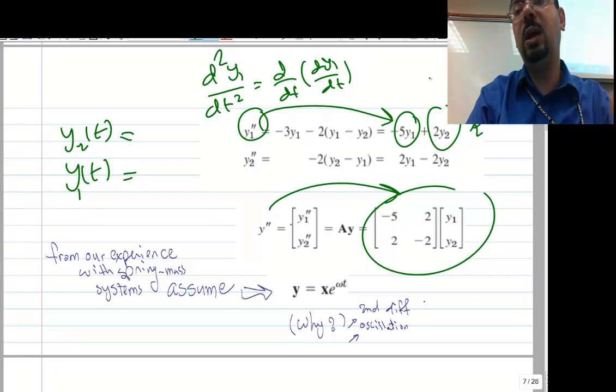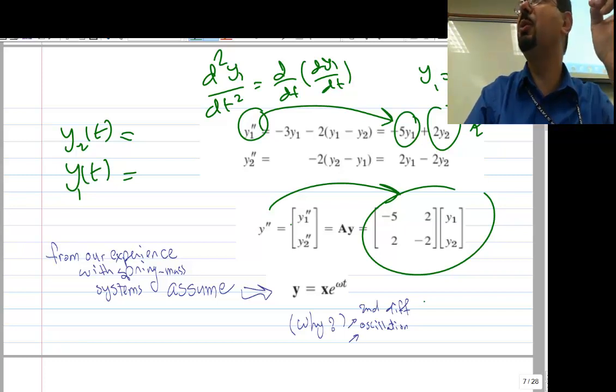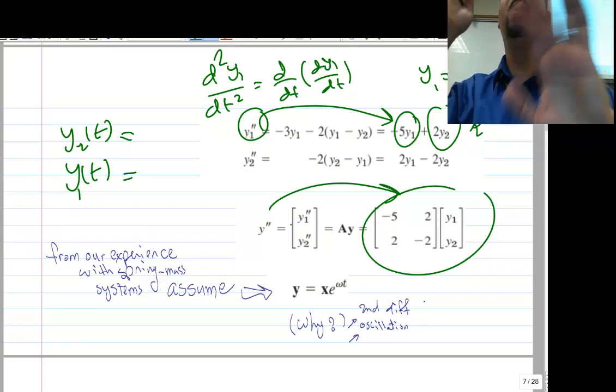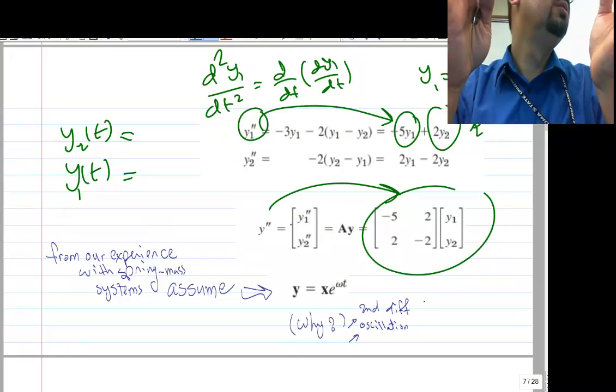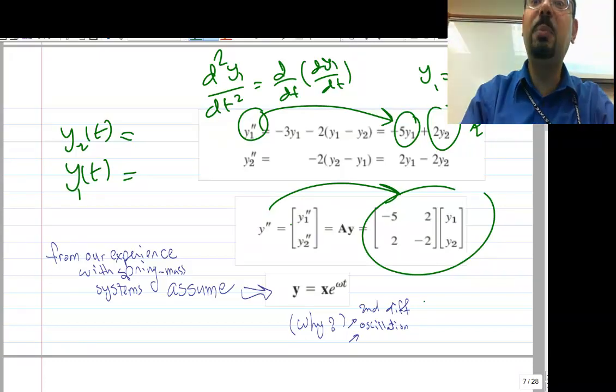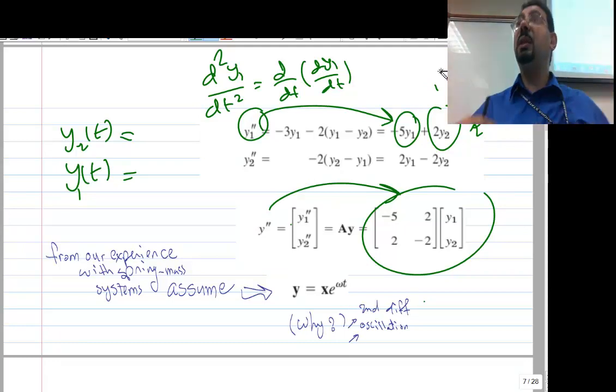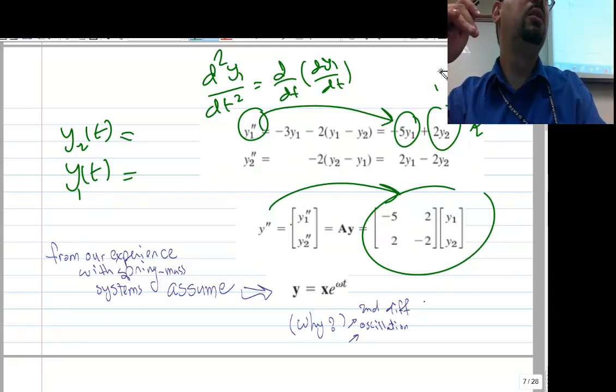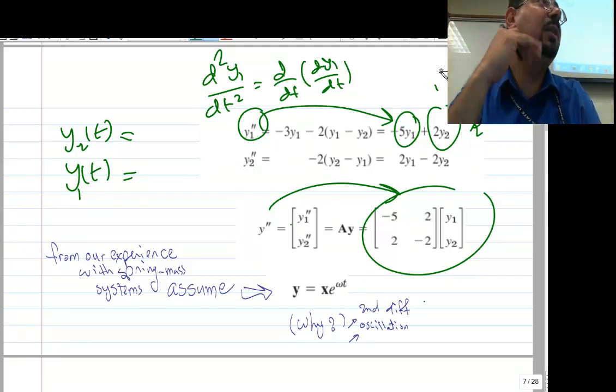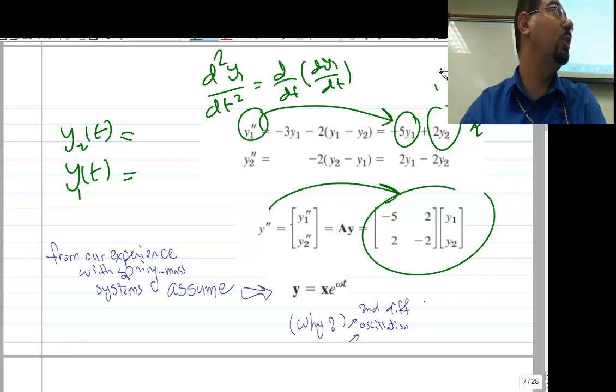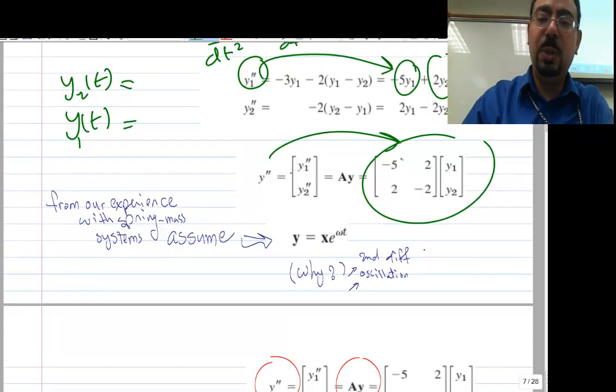Definitely, let me tell you, y1 is not t squared, right? Why? Because if I differentiate t squared with respect to time, I get 2t. If I differentiate one more time, I get 2. So it's not a polynomial. Polynomial doesn't work. It must be something that gives an oscillatory solution, and when you differentiate twice, you get the same function multiplied by a number. It must be in that form.